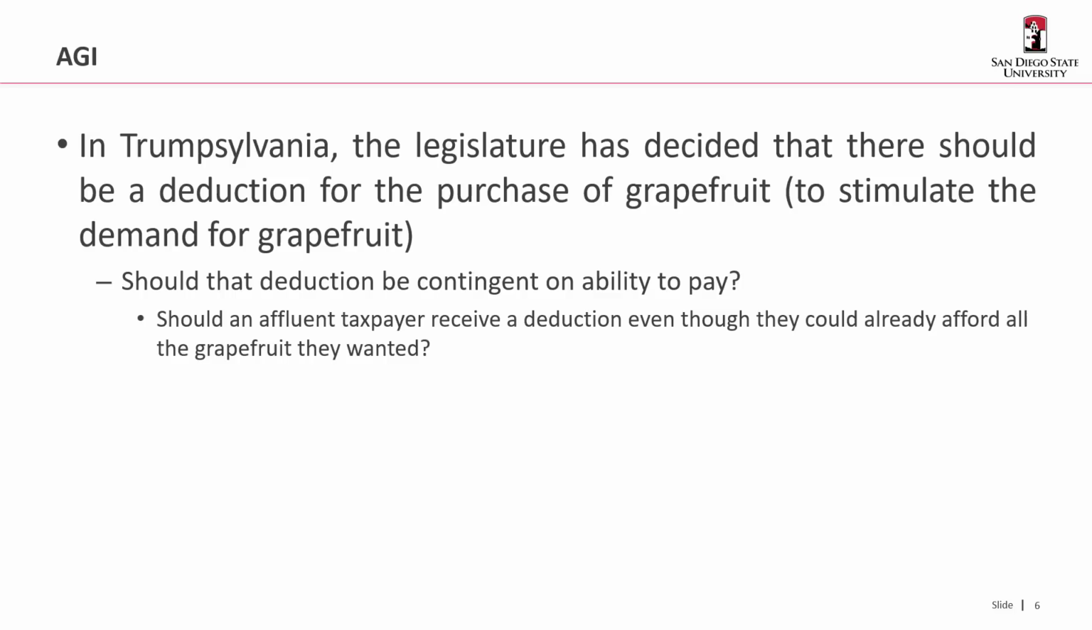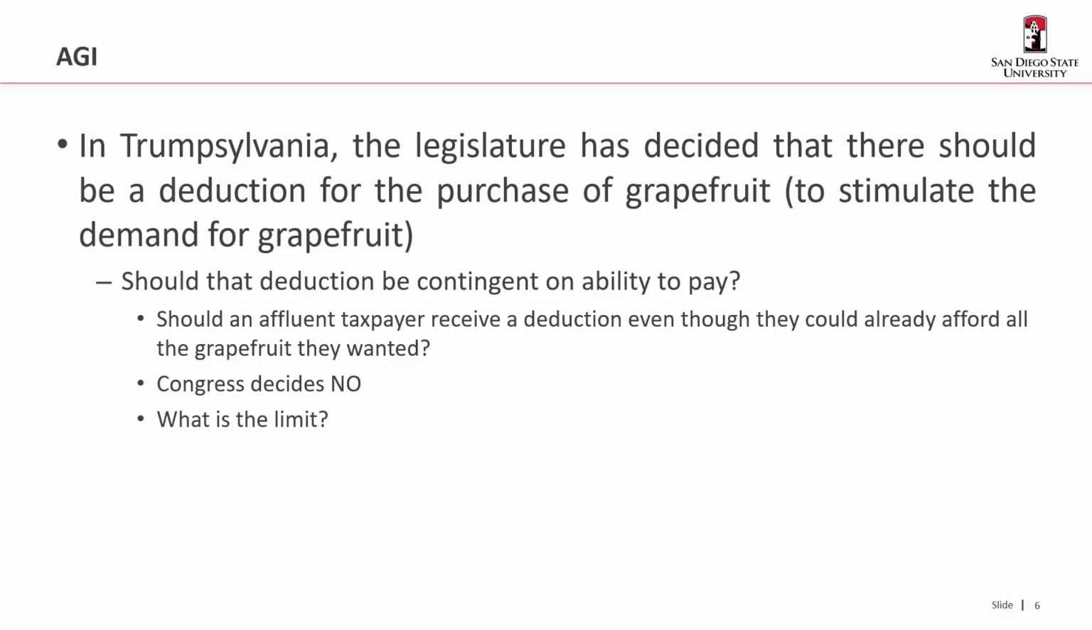So the question that they're trying to answer is, should an affluent taxpayer receive a deduction for their purchase of grapefruit, even though they could already afford all the grapefruit they wanted, right? So a truly affluent taxpayer could have bought grapefruit and had it for breakfast, lunch, and dinner every day, and there's no real reason to lower the price for that affluent taxpayer because legitimately they could afford it, whether there was some sort of tax deduction for it or not. Now, that's not to say they won't take it once there is.